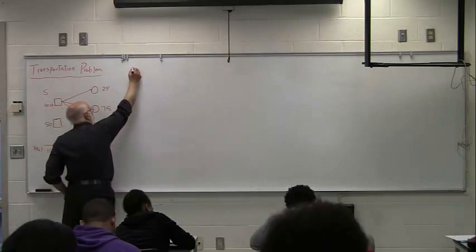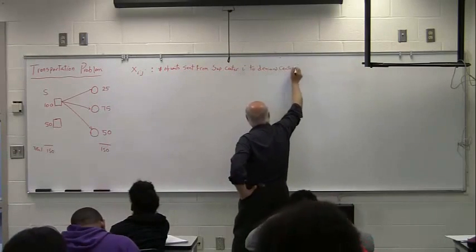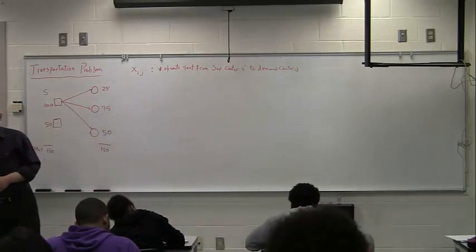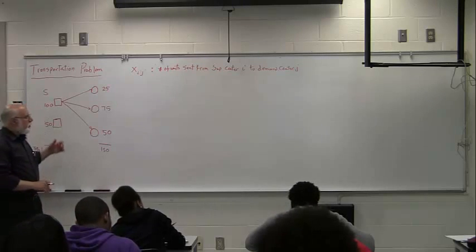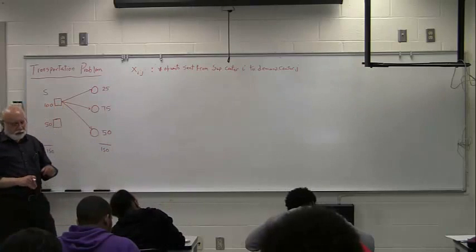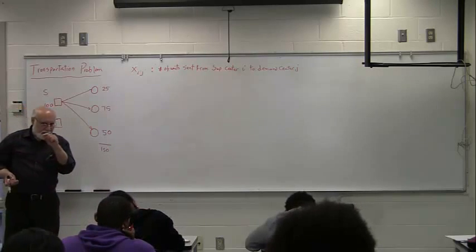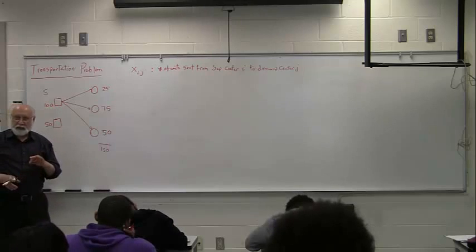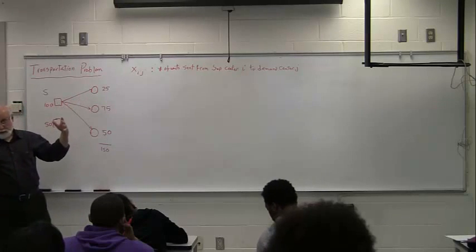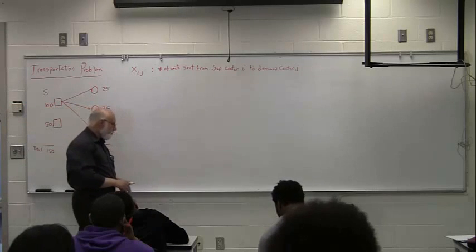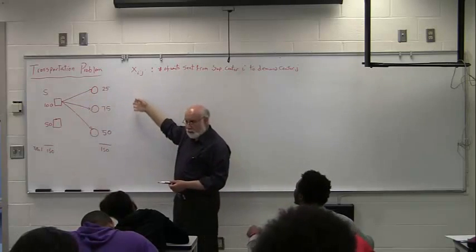The amount that we are sending is represented by XIJ. 50 units, 200 boxes, 3 trucks, whatever it is that you are sending. It's represented by XIJ. So if XIJ is 0, it means I'm not going to send anything from I to J. If XIJ is 20, it means I'm sending 20 units from I, from this center, to that. I's are for this, J's are for this. In this case, my I is 2, my J is 3.